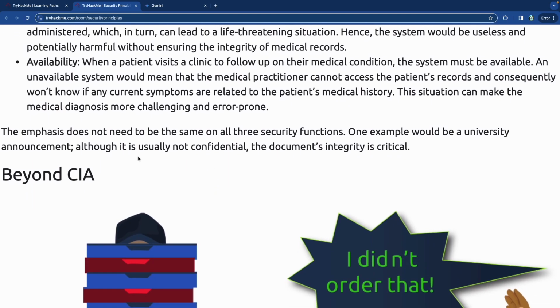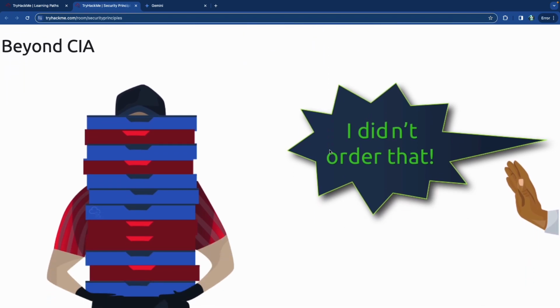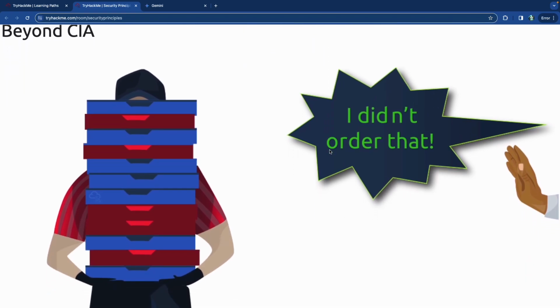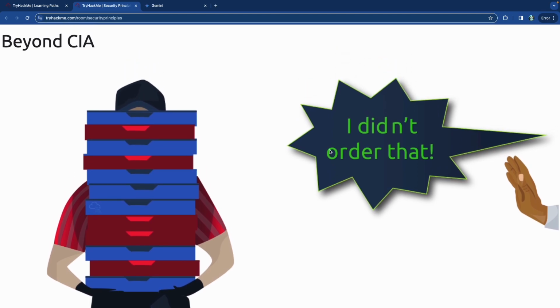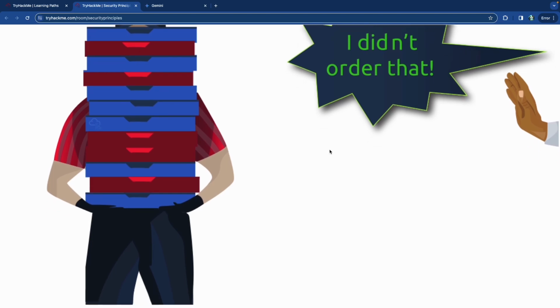The emphasis does not need to be the same on all three security functions. One example would be a university announcement. Although it is usually not confidential, the document's integrity is critical. So looking at beyond CIA, so past the confidentiality, integrity, and availability triad.